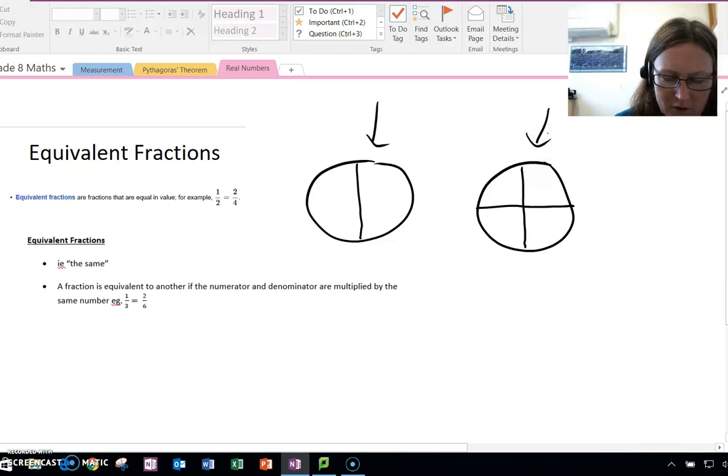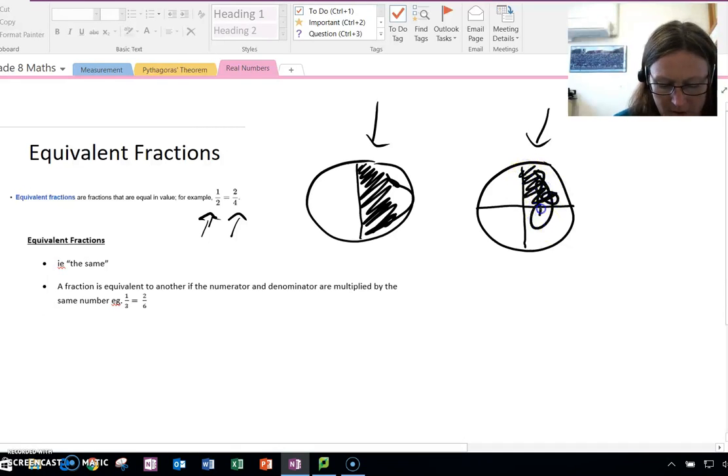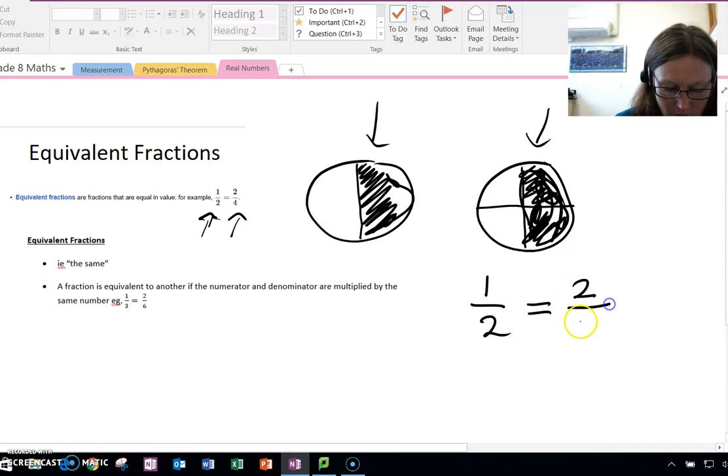Let's say for this first pizza, I eat half of it. So 1 out of 2, 1 slice out of 2. That's what I eat. Meanwhile, you've got another pizza that's been cut into 4 and you eat 2 out of 4 of the bits. So that is what you eat, 2 bits out of the 4. We have in fact eaten the same amount. So in other words, 1/2 is equal to 2 over 4. 1/2 is equal to or equivalent to 2 over 4.